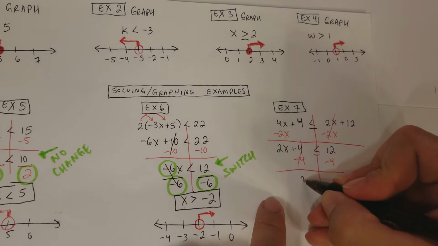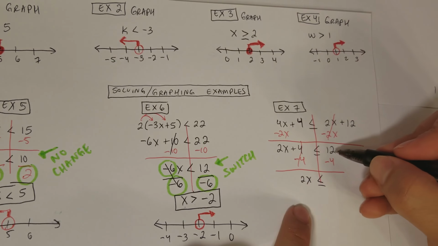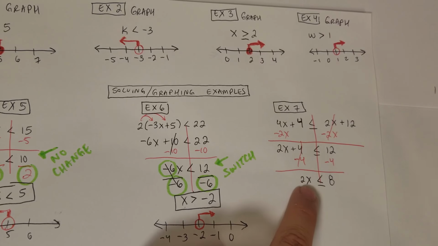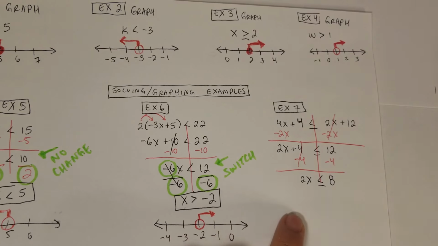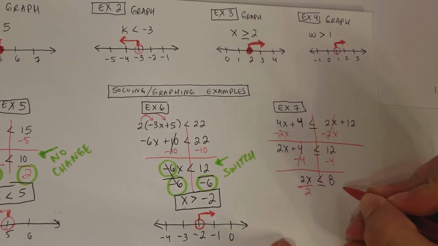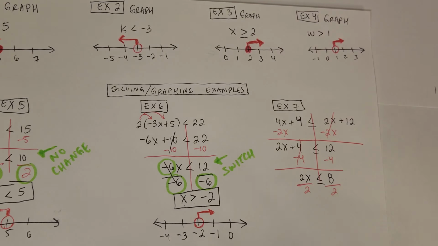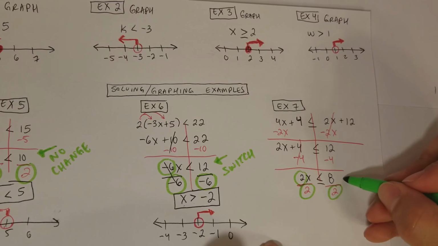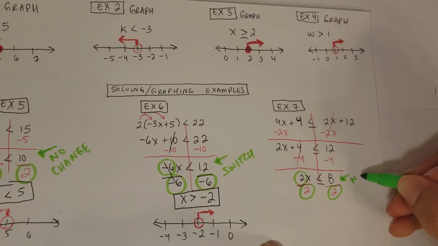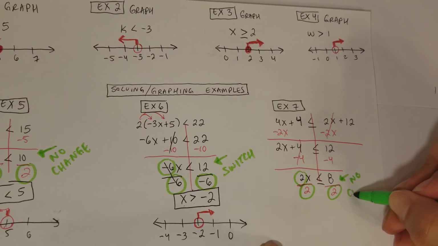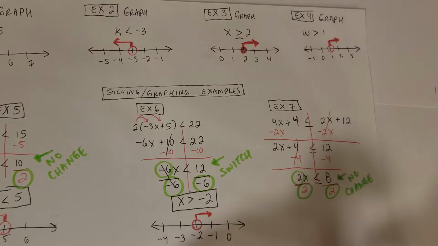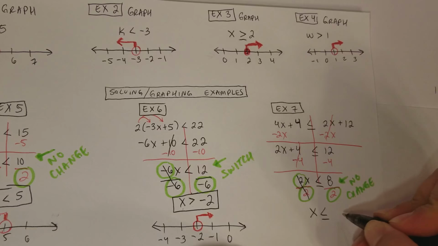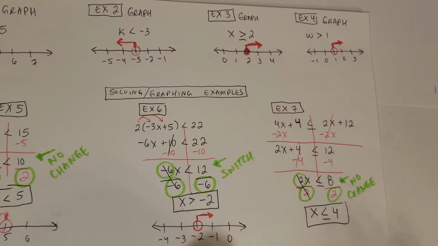This goes away, we're left with 2x is less than or equal to 12 minus 4 is 8. So we get 2x is less than or equal to 8. Then we've got to get the x by itself, so we divide this side by 2, divide this side by 2. Okay, let's ask ourselves, did we divide by a negative? No, we didn't. So in this case, just like example number 5 that we did, there's no change. So the inequality that we started off with is the inequality that we're going to end up with. So the final answer will be x is less than or equal to positive 4. So this will be your final answer.